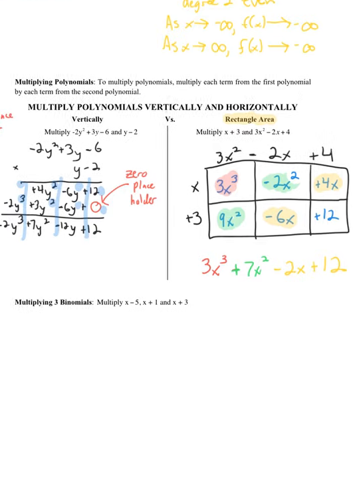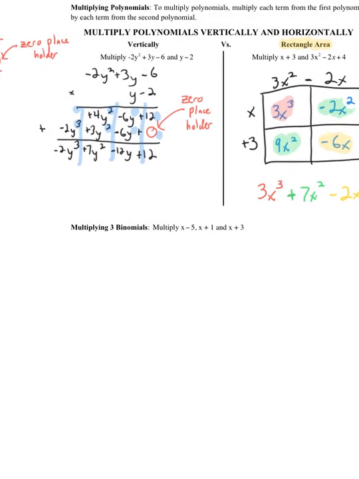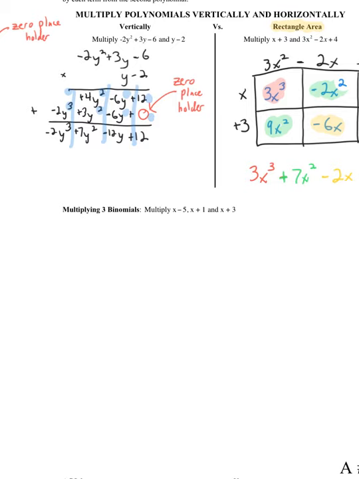Okay. The other type of problem we could see when we're talking about multiplying is multiplying 3 binomials, x minus 5, x plus 1, and x plus 3. That's something else we could see. What that means is, let's go ahead and draw our first box. We need to do this as two separate boxes.